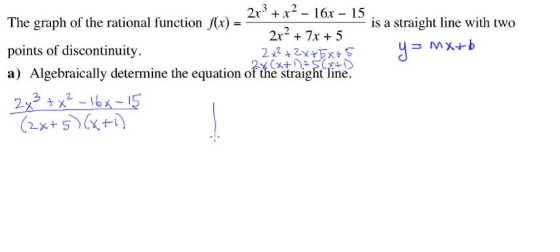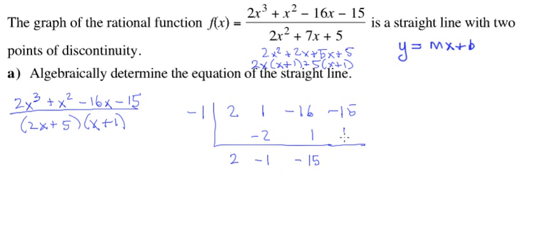So if we have x plus 1, and we're doing synthetic division, my root is -1, that goes there, and I'm dividing 2x cubed plus 1x squared minus 16x minus 15. So 2 comes down. -1 times 2 is -2. 1 plus -2 is -1. -1 times -1 is 1. -16 plus 1 is -15. -1 times -15 is 15. -15 plus 15 is 0. Excellent, it worked. This means we have no remainder.